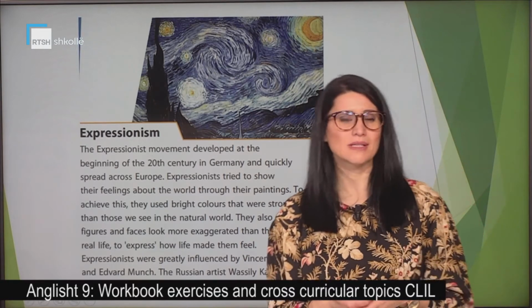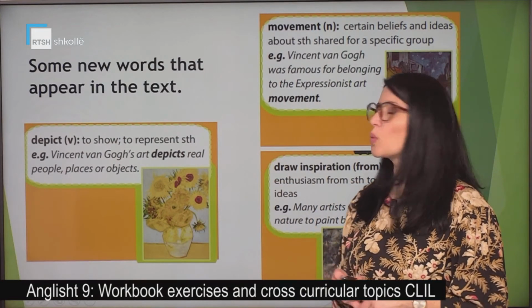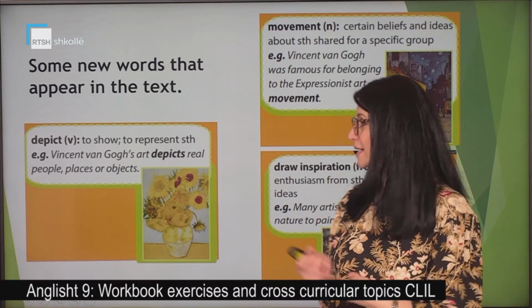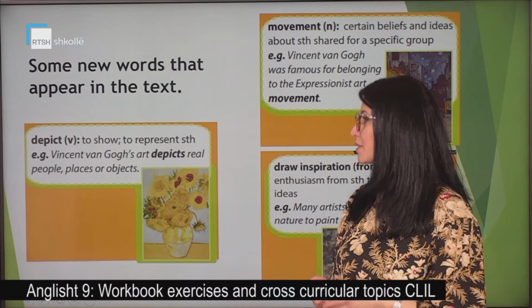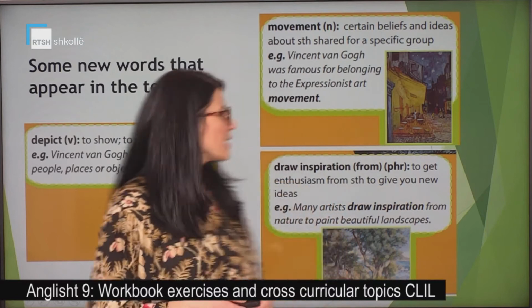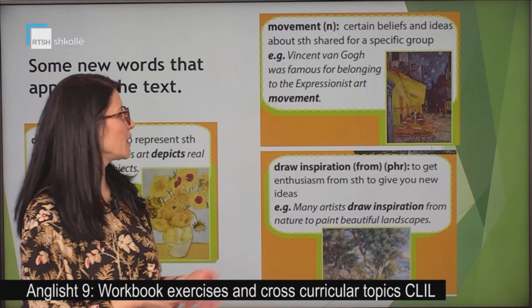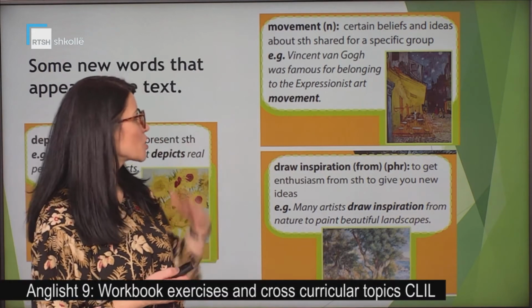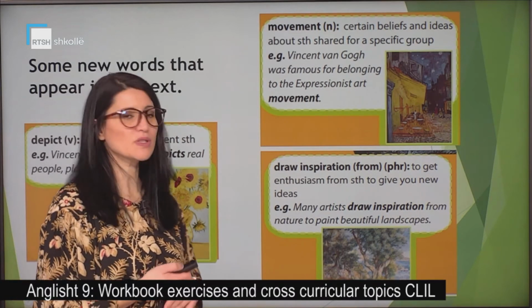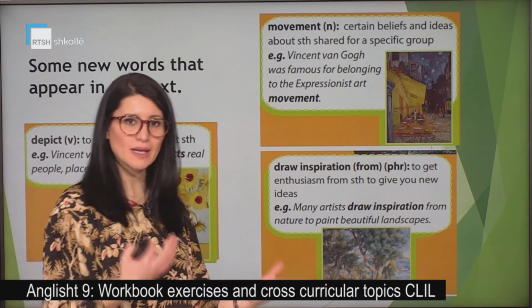And now let's have a look at some new vocabulary that appeared in the two texts. Depict. What is depict? It is to show or represent something. The sentence here: Vincent van Gogh's art depicts real people, places, or objects. The other word, movement. A movement is a set of beliefs and ideas about something shared by a specific group. Vincent van Gogh was famous for belonging to the Expressionist art movement. So movements are beliefs or ideas.